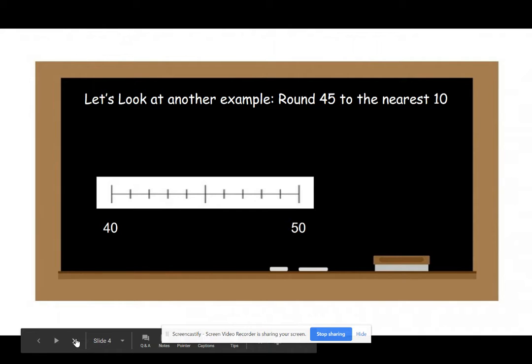Now, we need to find the midpoint between 40 and 50. Remember, the midpoint is located directly in the middle between two tens. The midpoint between 40 and 50 is 45. The midpoint is the same as our number. When there is a 5 in the ones place, the number is automatically rounded up, even though it is in the middle. So, that means that 45 rounded to the nearest 10 is 50.